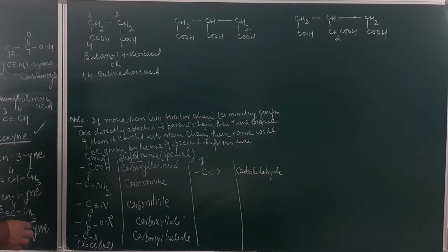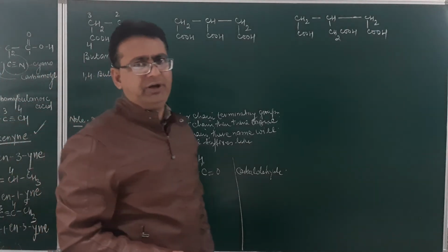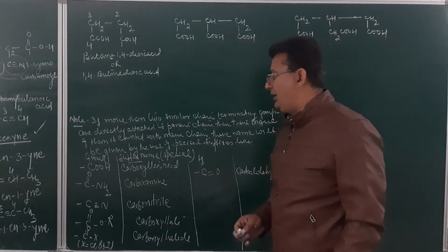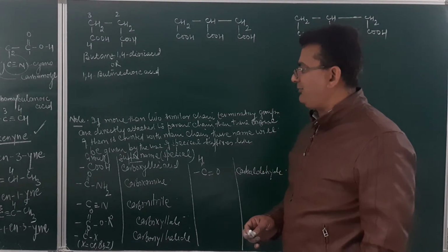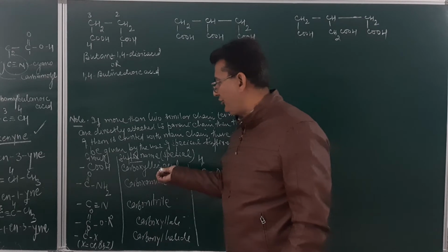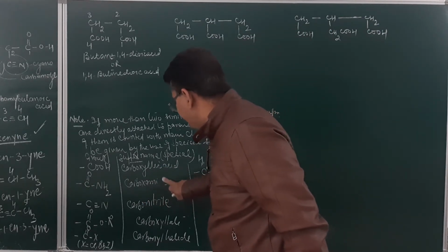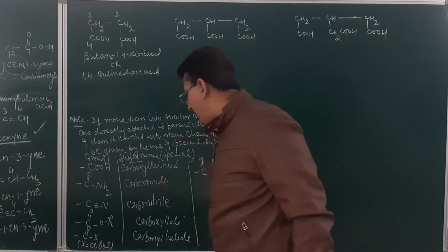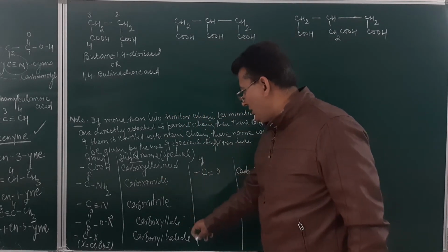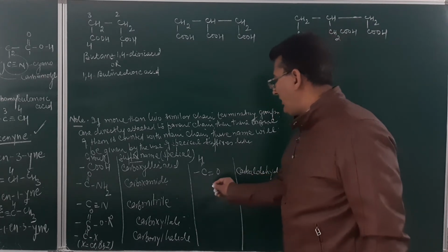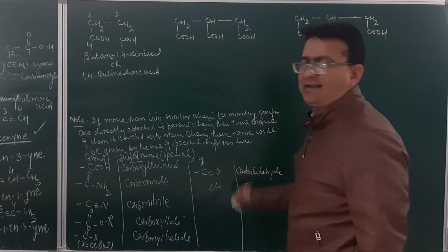Am I getting clear? So if more than two chain terminating groups are directly attached to the parent chain, then none of them will be counted with the main chain, but in fact their names will be given by the use of a special suffix like carboxylic acid, carboxamide, carbonitrile, carboxylate, carbonyl halide, and so on, if anything extra is coming.